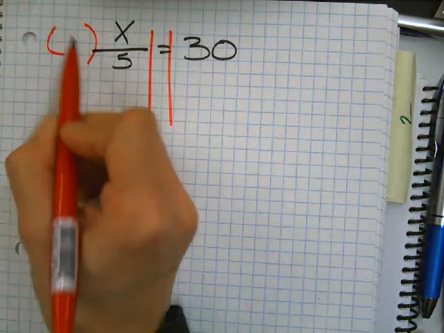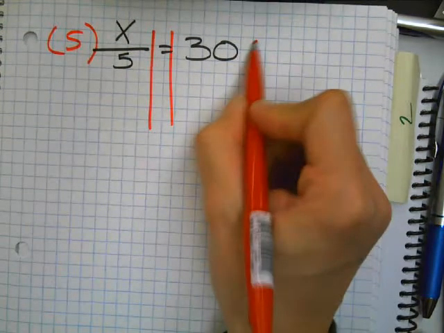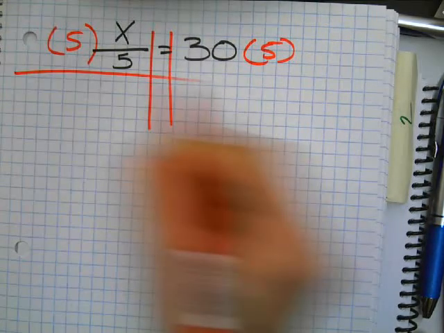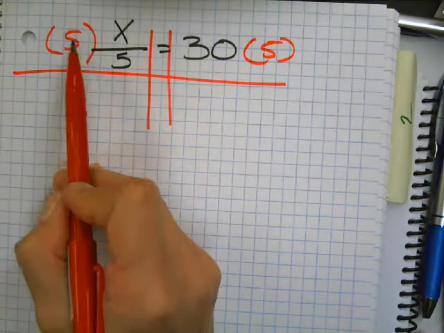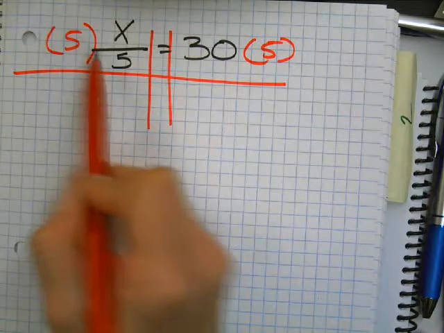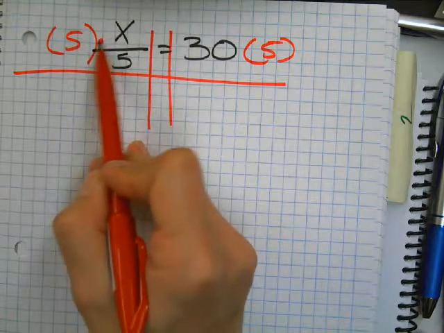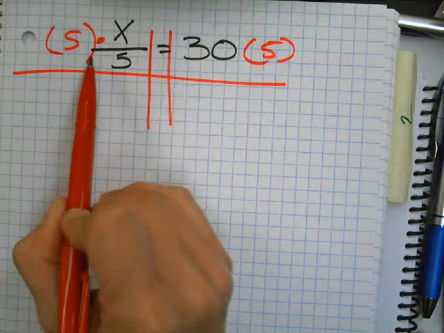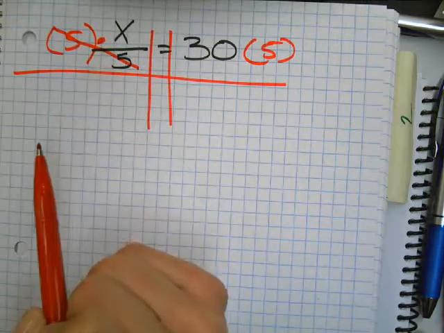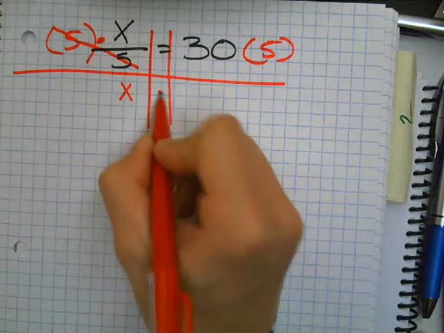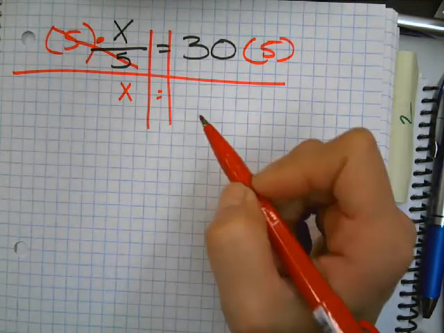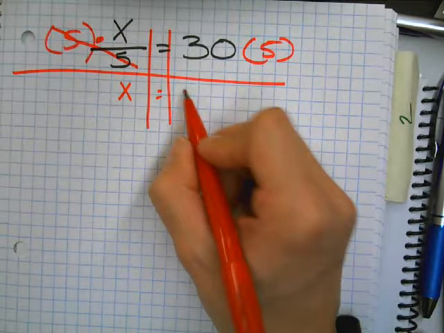We put parentheses over here, times 5, parentheses over here, times 5. That's how we show multiplication. We use the parentheses. Don't get all like, oh my god, what is she doing? This just means times 5. So what happens here is this gets eliminated. X equals, what's 30 times 5? 150. Good job, guys.